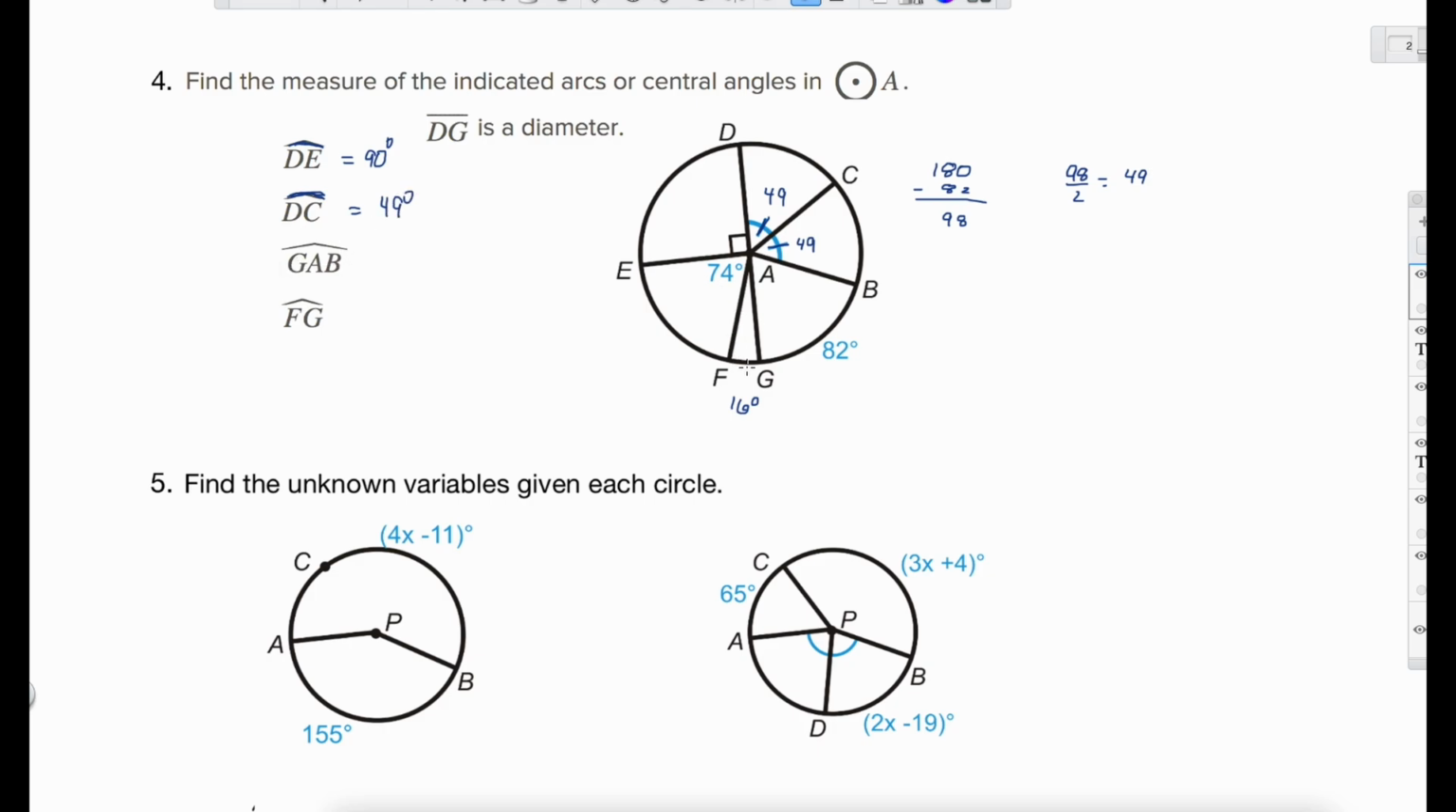Arc GAB. I should really say angle GAB for this one, because A is not on the circle. So this is a better way of doing it. Note to self, fix that for next semester. Angle GAB, we already know that one's 82. And then arc FG is 16 degrees.